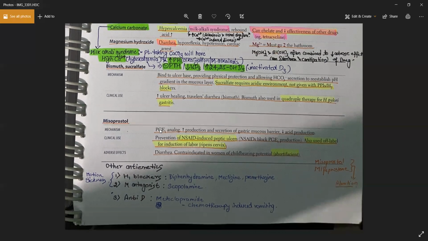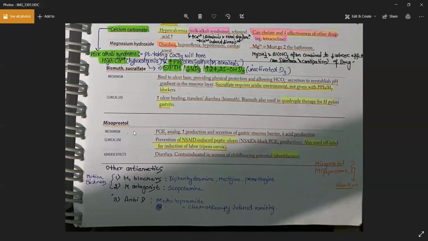Then comes the misoprostol. The only use is NSAID-induced peptic ulcers. You need to be very careful while giving this drug because it can cause cervical thickening. It can induce labor also, right? Because the prostaglandins are smooth muscle contractile agents, so they will cause contraction in the uterus. So you cannot give misoprostol to a pregnant female because it can cause a miscarriage. Very important to note.